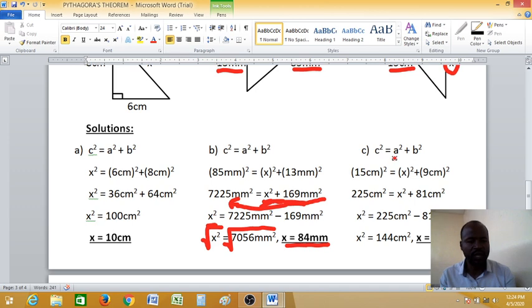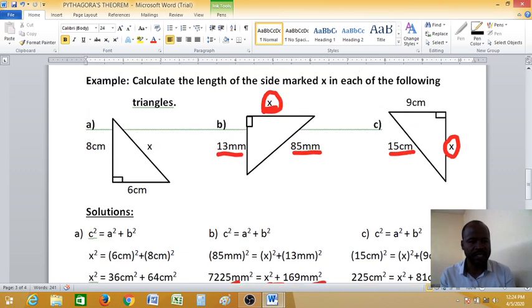Let us apply the same formula that we used in example A and example B, which is c squared is equal to a squared plus b squared, where c is the hypotenuse, and a and b are the two legs. But what is c, or the hypotenuse? As you can see, the hypotenuse, which is opposite to the right angle, is 15 centimeter. So instead of c, we write 15 centimeter, the whole squared, is equal to a, one of the two, either x or 9. Here we used x instead of a, then x the whole squared plus b, which is 9 centimeter, the whole squared.